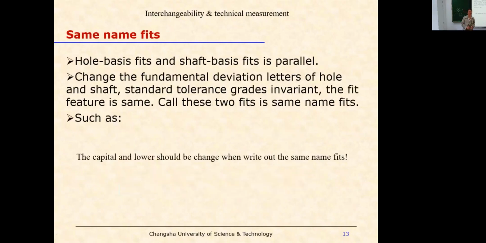The hole basic fit and shaft basic fit are parallel. They are the same. If you choose one and vary the tolerance of the other, the clearance is the same whether you fix the shaft and vary the hole, or fix the hole and vary the shaft. The clearance and the interference are the same.